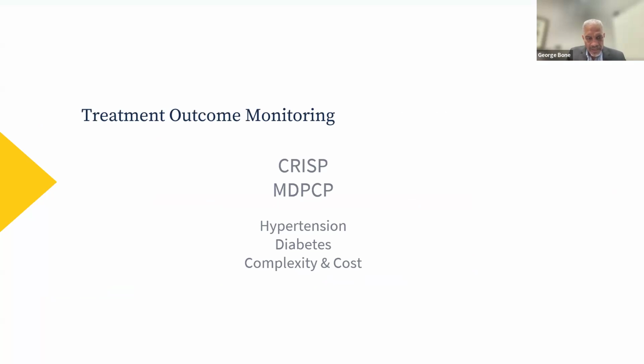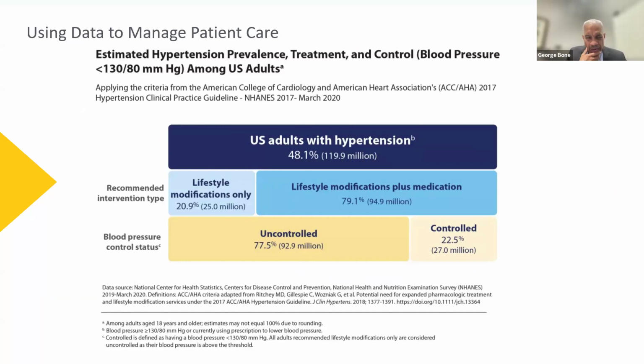Next. These are the agencies. We use CRISP and MDPCP to report our outcomes. Next slide. And we chose hypertension because it is such a prevalent problem in America and in the African American community. Basically, CDC reports that the blood pressure control in the African American community is terrible and can be improved. And this is our goal.